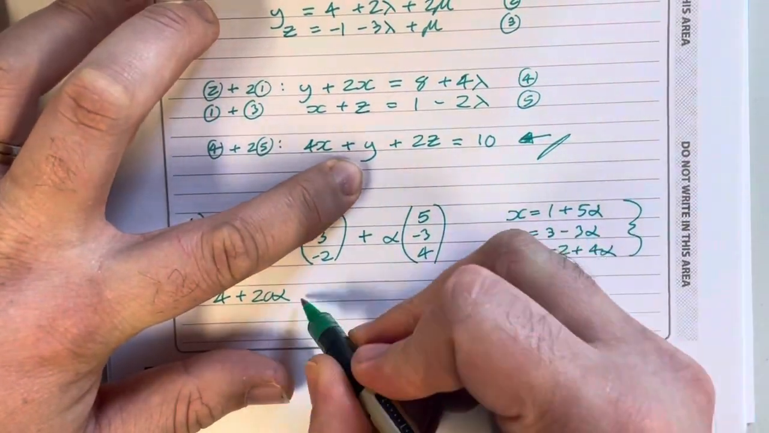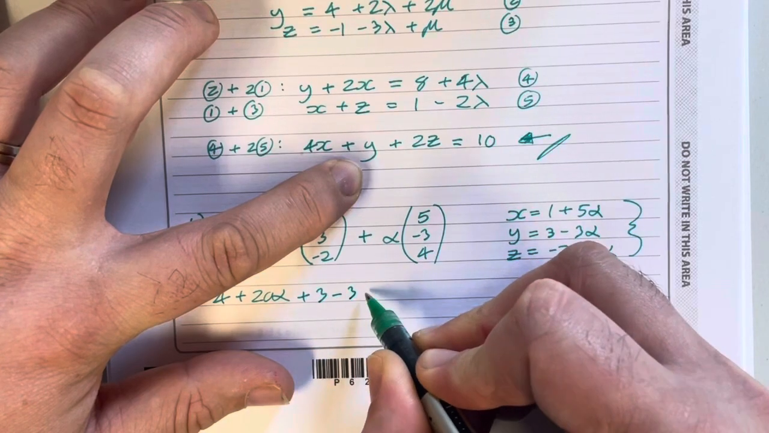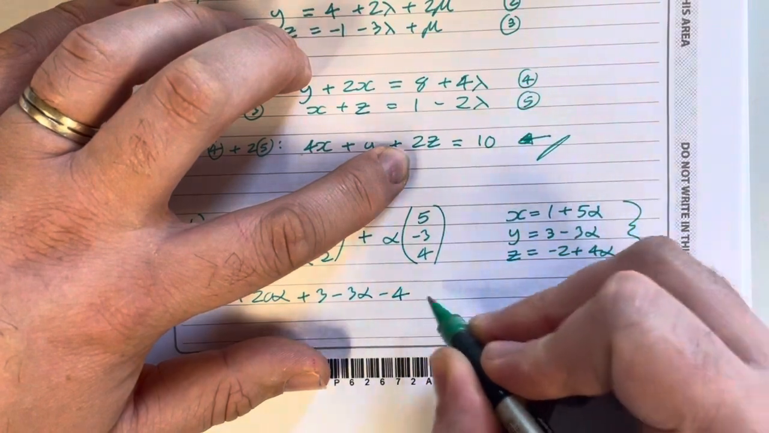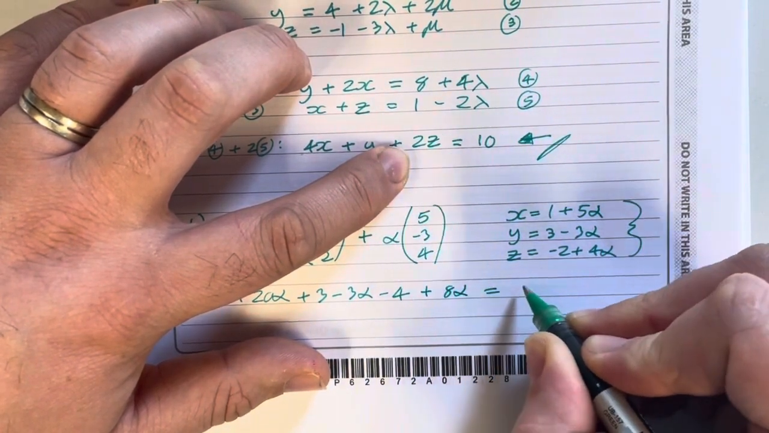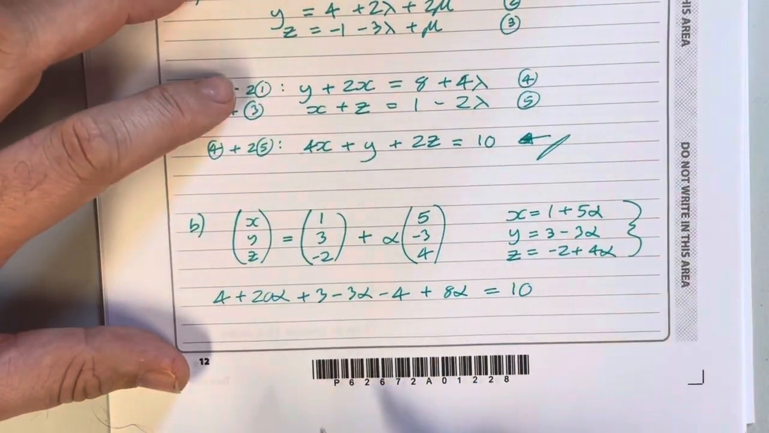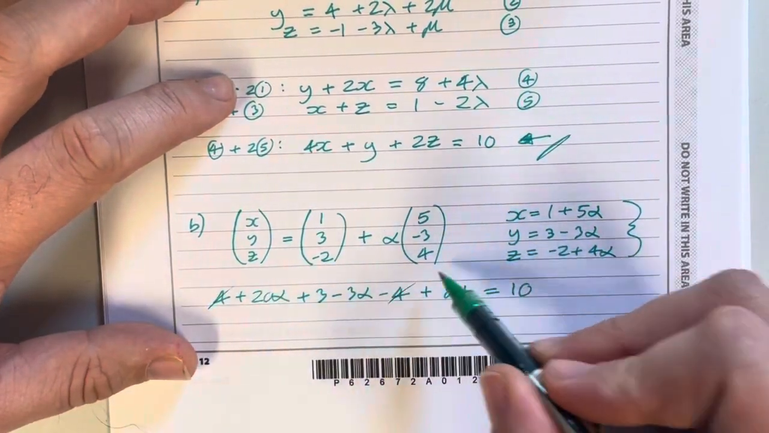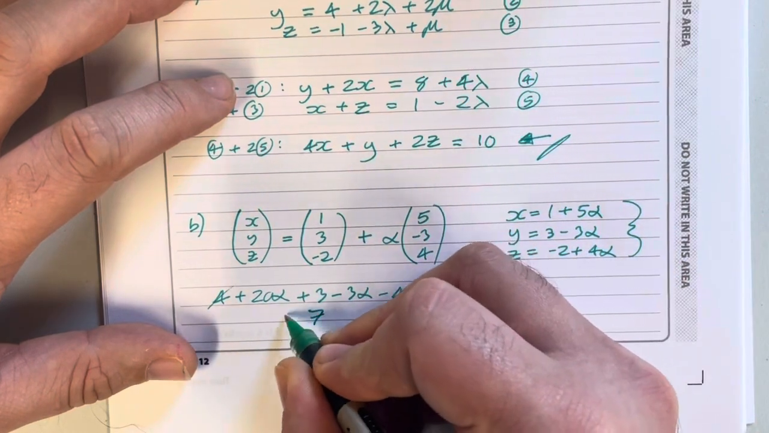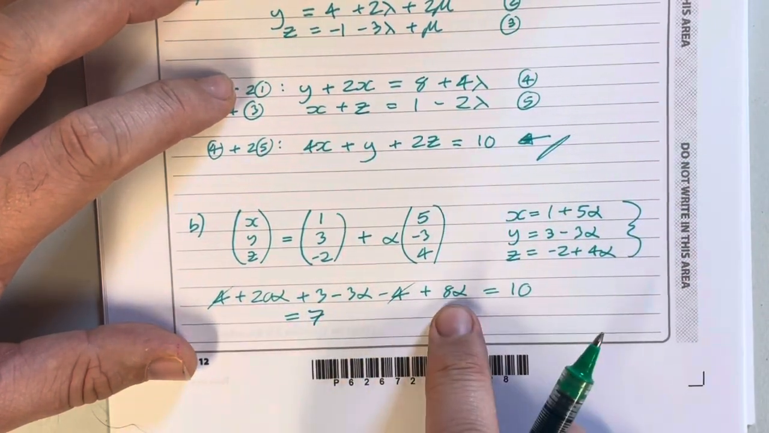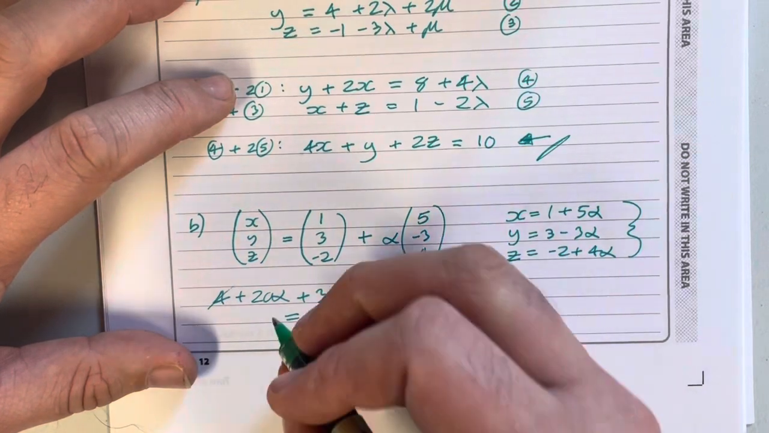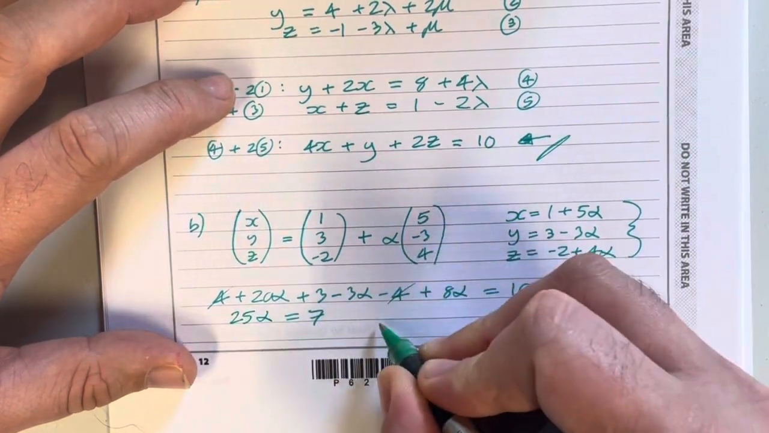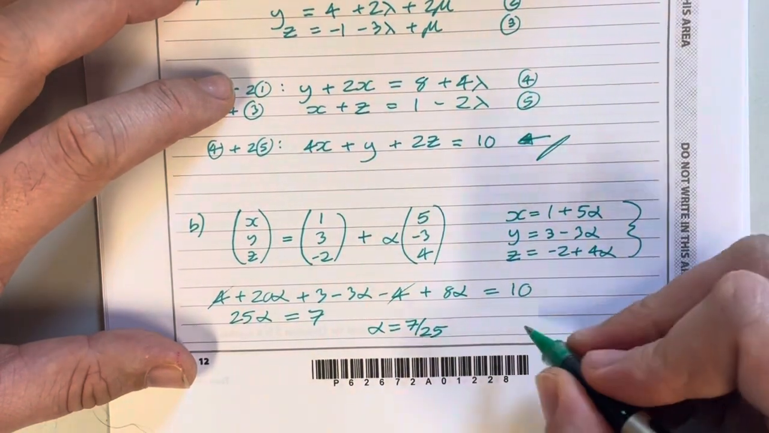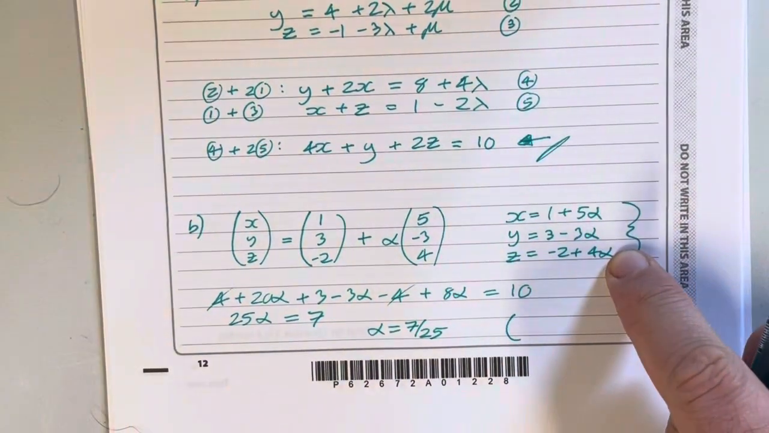Okay, so I've got 4x, so I get 4 plus 20 alpha, plus y, so that's plus 3 minus 3 alpha, and then plus 2z, so that's minus 4 plus 8 alpha, and that should equal 10. Those two cancel, so I get 7 on the right, and I've got 20 alpha plus 8 alpha minus 3 alpha, so I get 25 alpha on the left. So I get that alpha is 7 over 25.